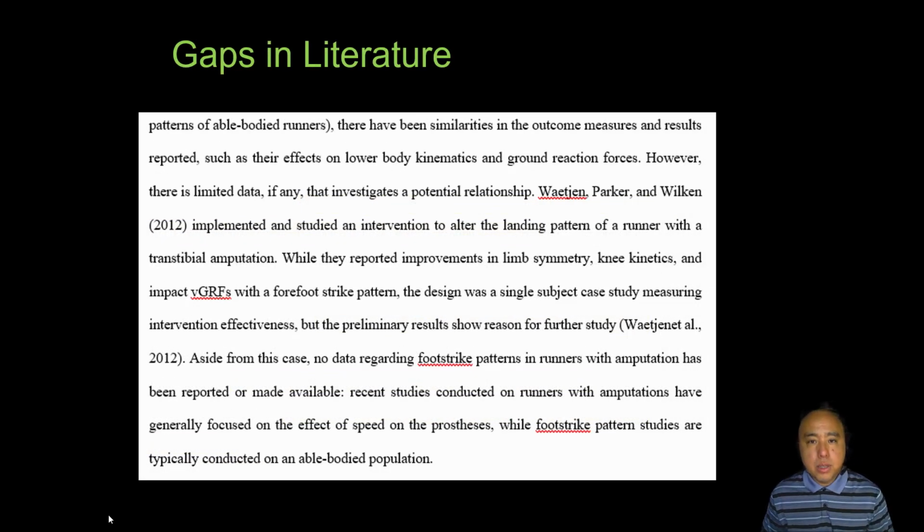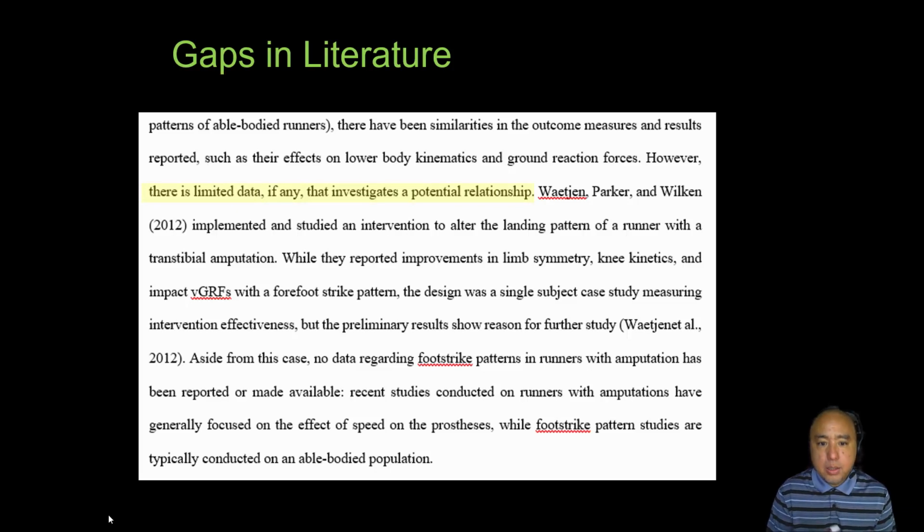Okay, then it leads into the gaps in the literature. It's very important that the introduction conveys what's already been published, but also what research questions remain, and this is what we call gaps in knowledge in the literature. So let's take a look here. I fast forward a little bit towards the end of her introduction.